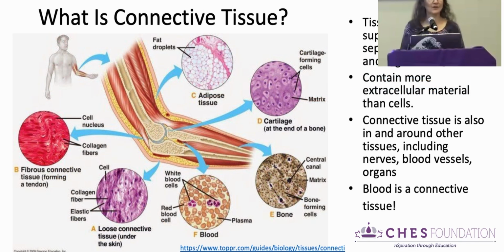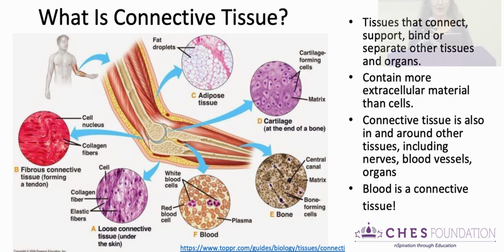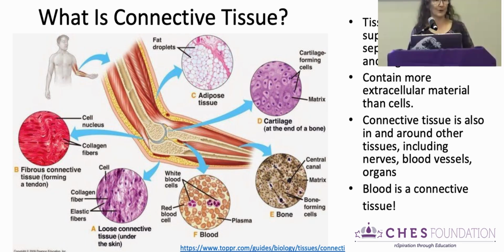So what is connective tissue? It's the stuff that connects us. By definition, it is a tissue where the stuff outside the cells is more than the cells themselves. So it's more extracellular stuff. And ligaments and tendons are kind of the poster child of connective tissue, where you have lots of collagen fibers that make it nice and strong.